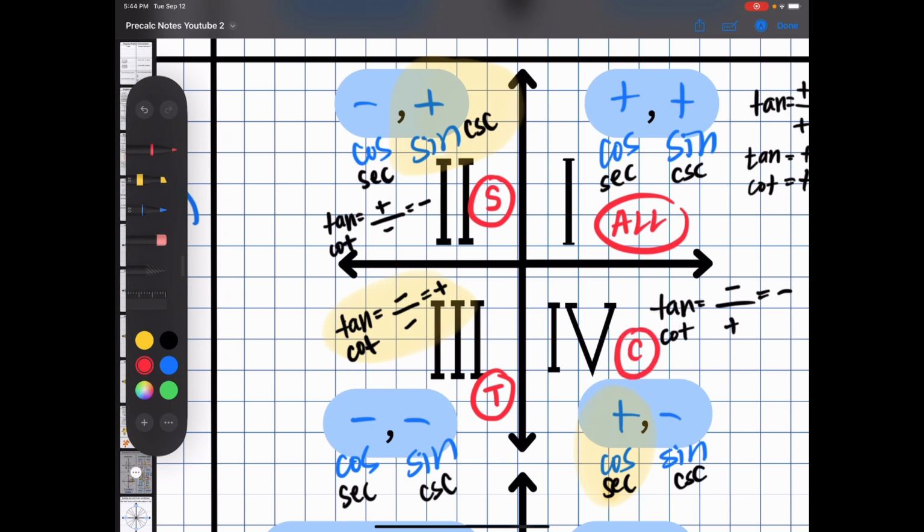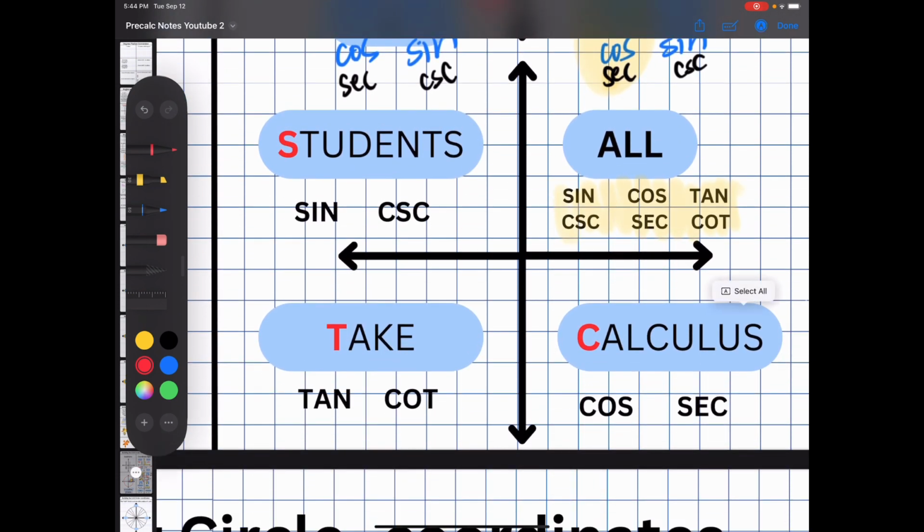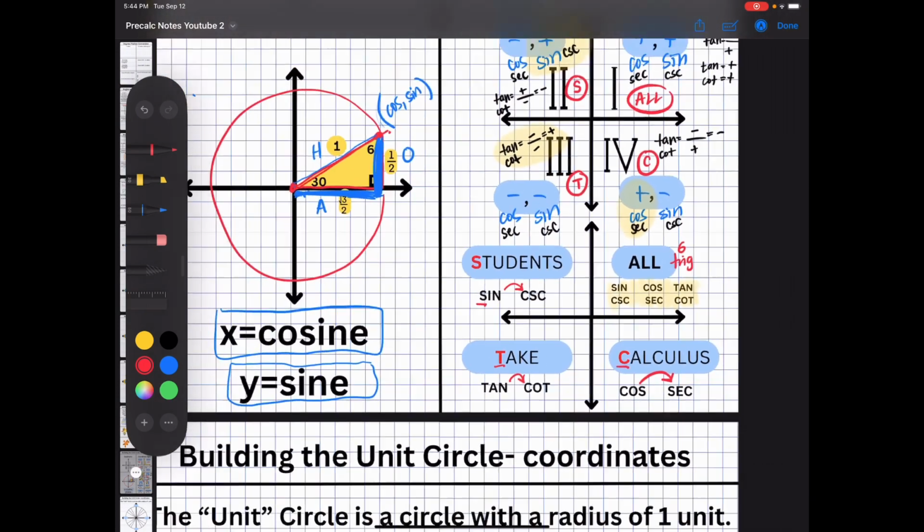So all, S, T, C. And there is an acronym that we can use to remember which ones are positive in that quadrant. All Students Take Calculus. All meaning all 6 trig functions. S meaning sine and its reciprocal cosecant. T meaning tangent and its reciprocal cotangent. And C meaning cosine and its reciprocal secant.